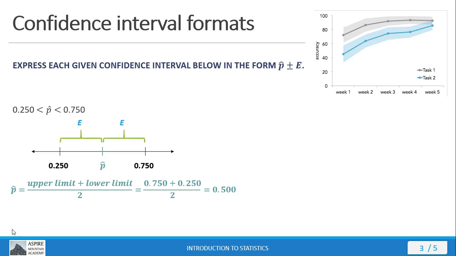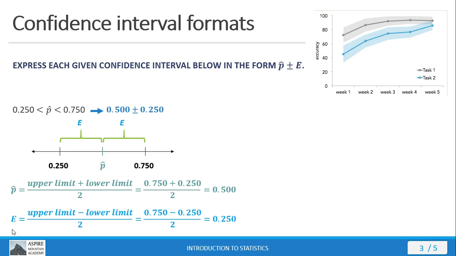This means the margin of error is the distance from that center point, that point estimate, out to each edge of the interval. And to get that, I simply subtract the maximum minus the minimum, so I'm getting the range for the interval, and then I'm just dividing by 2. That gives me 0.25. So my margin of error in this example is 0.25. That means I can express the confidence interval in this format: 0.5 plus or minus 0.25. It's the same interval, just expressed in a different way.